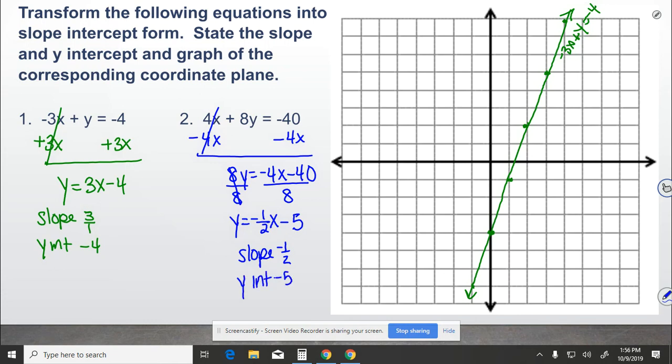So we're going to start down at negative 5, and we're going to go down 1 over 2, down 1 over 2, down 1 over 2, or left 2, up 1, or up 1, left 2, creating a negative slope. Use your straight edge, arrows on both ends, and label with the original equation.